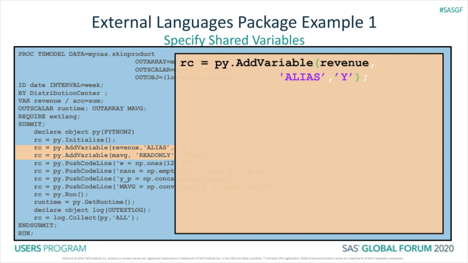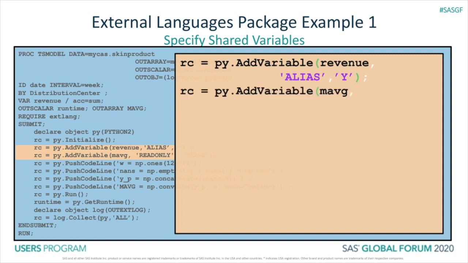And so the first common optional parameter for add variable is the alias. This is used because you might have existing Python code that doesn't necessarily take a variable called revenue, but a more generic name like y for an independent variable. So by specifying this alias, instead of making the variable known as revenue in the Python program, it'll be known as y. So you can just refer to it as y, and you don't need to change your Python program, in other words, just to accommodate this.